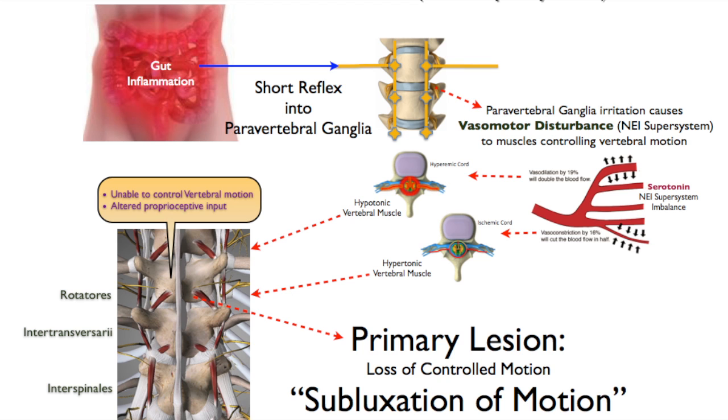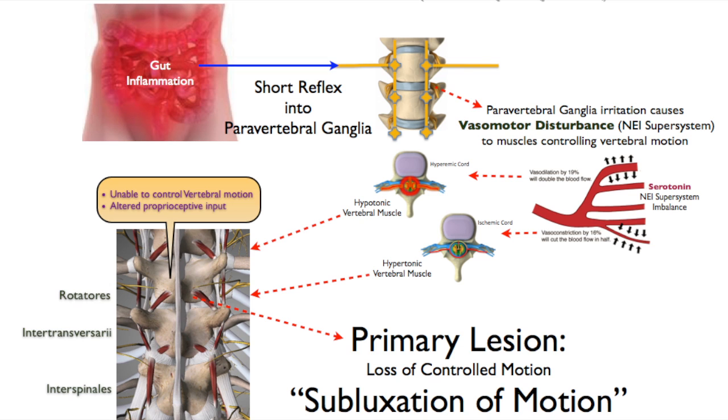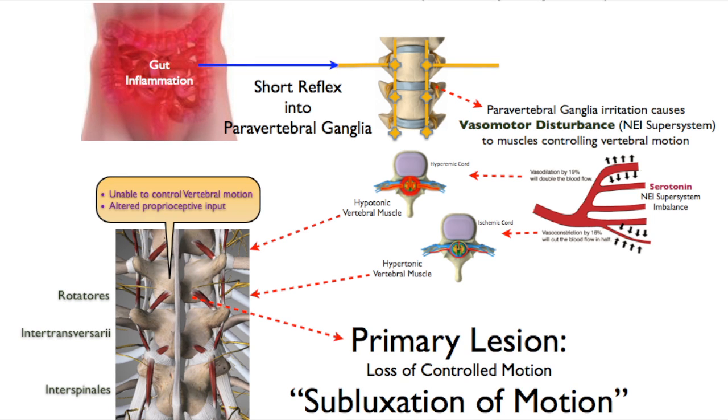Inflammation occurring in the organs induces a short reflex into the paravertebral ganglia. The paravertebral ganglia irritation induces a vasomotor disturbance. This is carried out through the components of the NEI supersystem to the muscles, providing proprioceptive input in controlling the vertebral motion at the level of the vertebra associated with that organ.